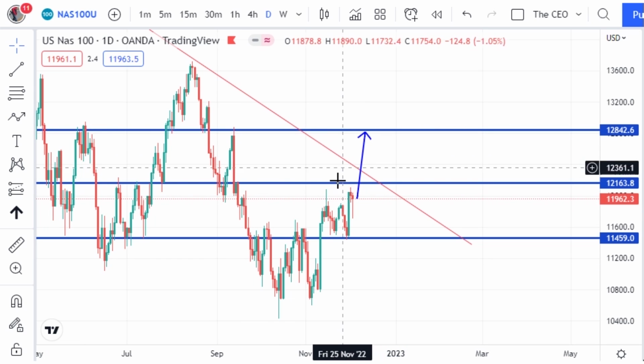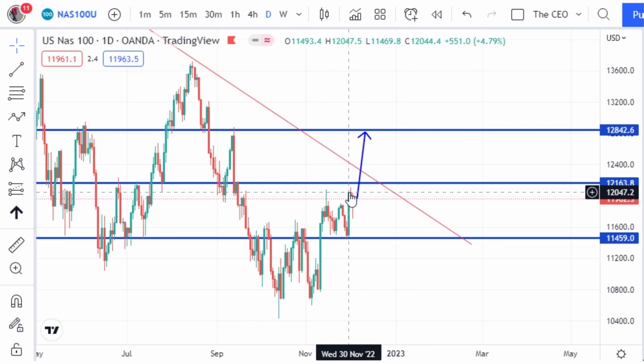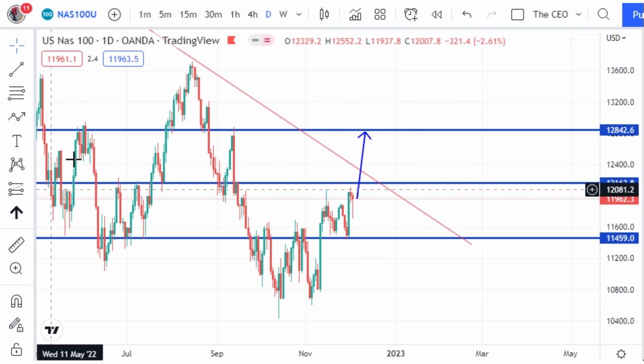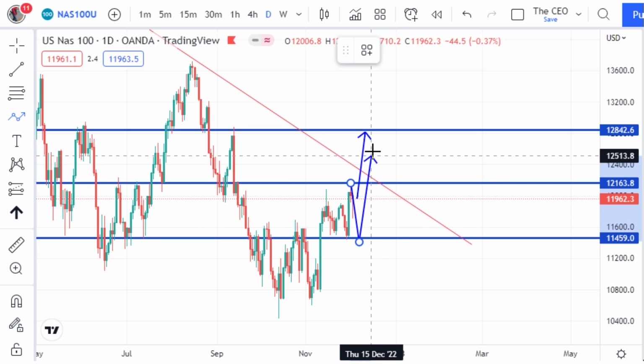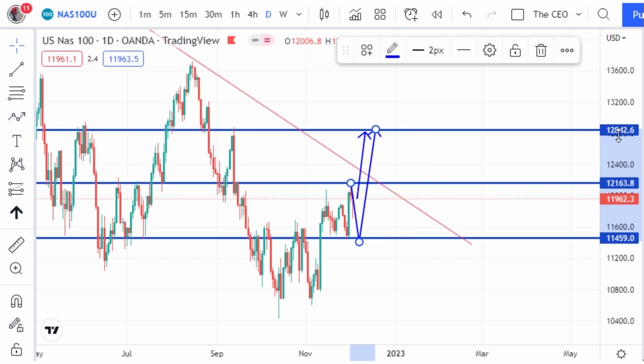But it has already given us the first step. So if it declines, it's gonna confirm that it's gonna be moving in steps. So from this point, we're gonna know that the market is just gonna head straight to this level, 12,842. That's what we're gonna be looking for.